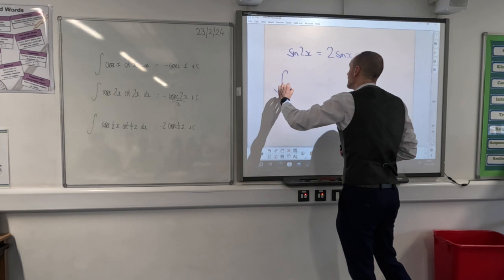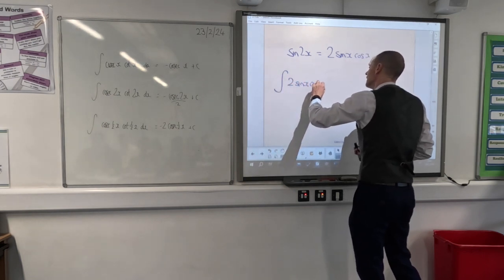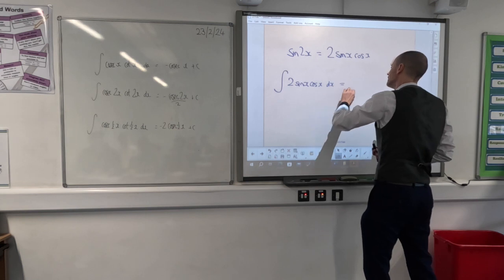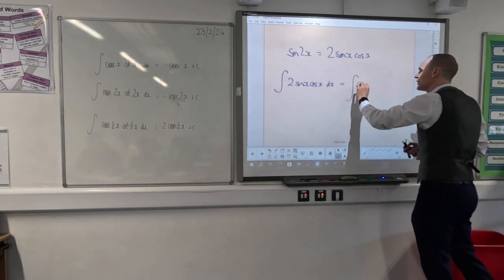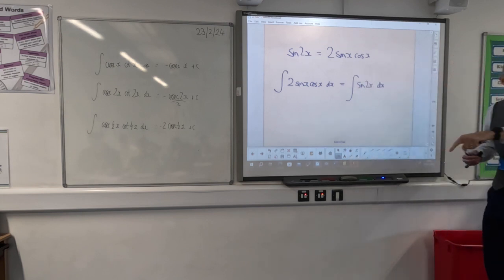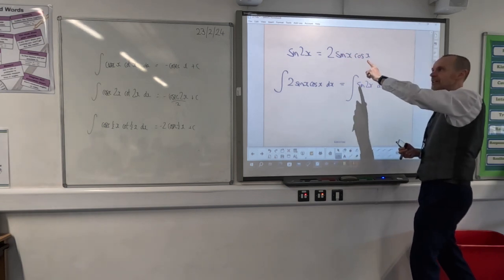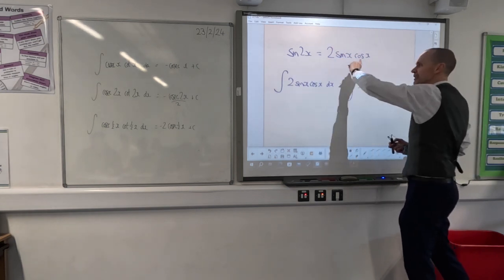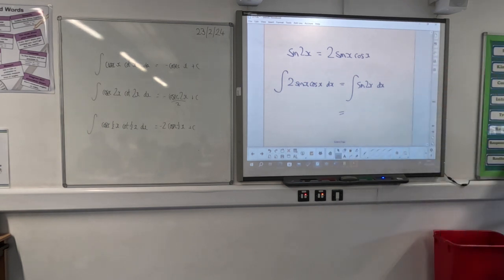And so that means if I'm asked to integrate that, that's the same as being asked to integrate that. Now just be clear, this isn't like the bottom of page 6. This isn't what you get when you integrate sine 2x. This is the same as this. So go on, see if you can integrate sine 2x.